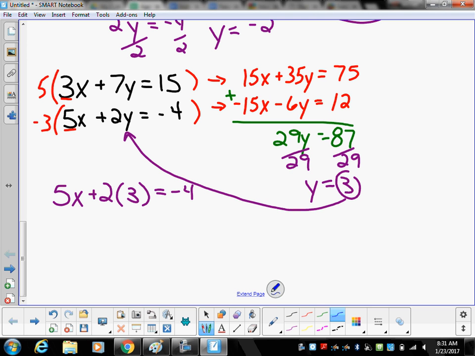And then we're going to solve for x. So start out by multiplying the 2 and the 3 together.